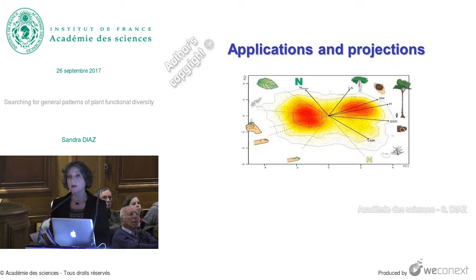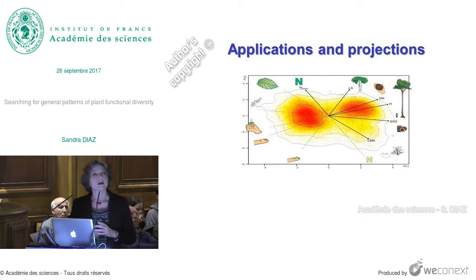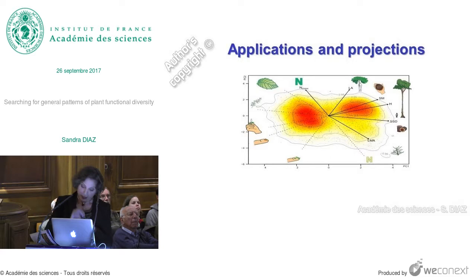It also provides a global atlas, a backdrop, a navigational chart onto which one can follow the trajectories over time of species and communities. For example, in the face of environmental change in the past and in the future.